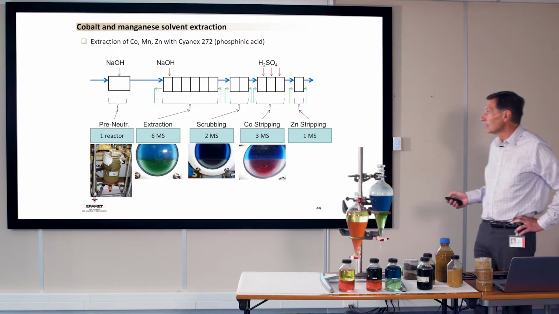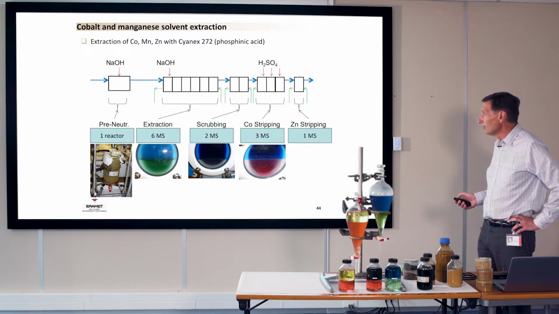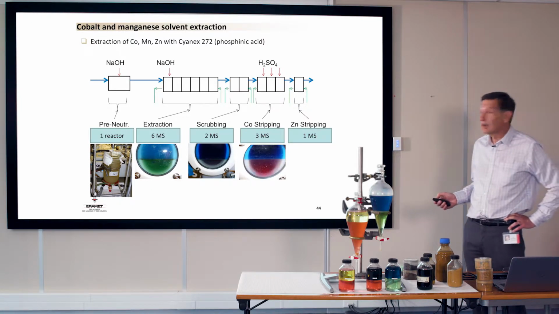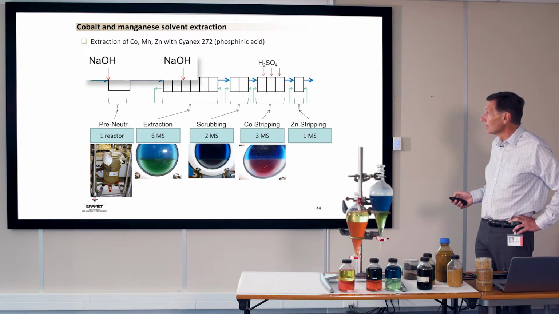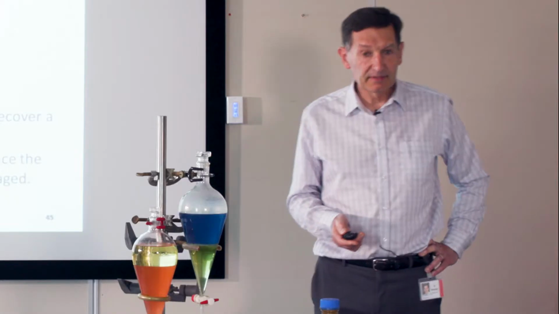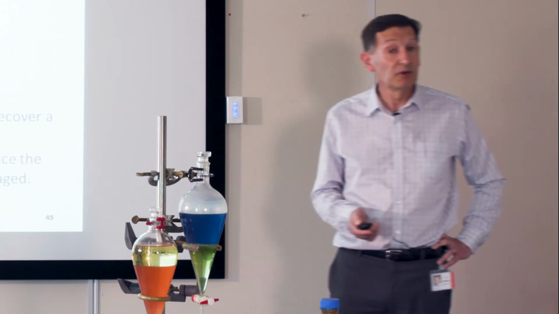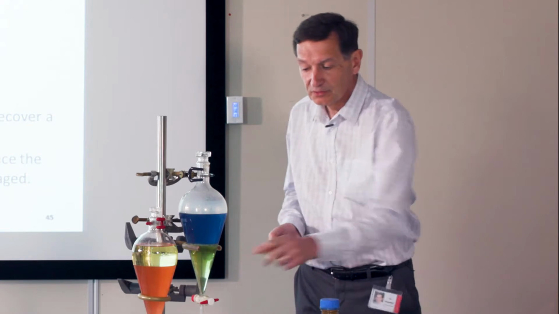I said you have to manage the pH to be sure that all this part is at pH between 4 and 5, and to manage this pH you add some sodium hydroxide in order to continuously lower the pH. The first part is done by pre-neutralization of the solvent, and then the second part is done directly in the mixer settler.